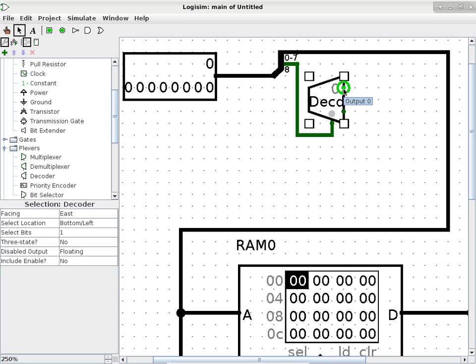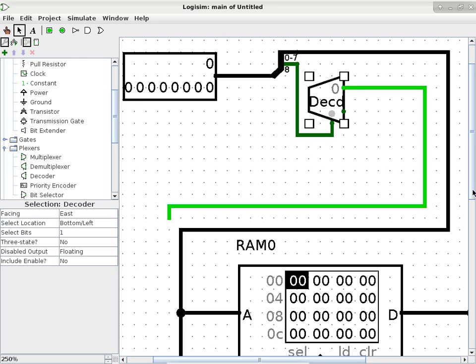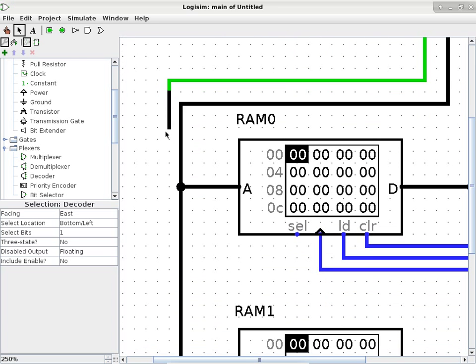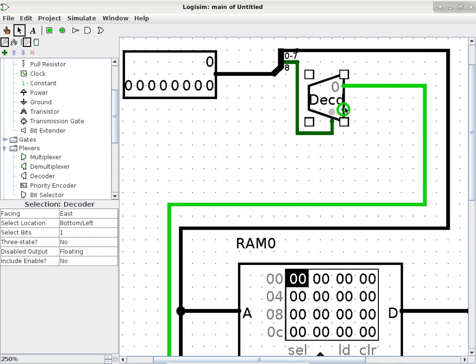It goes to the select of RAM 0, okay? So we'll go ahead and make the connection. Now obviously, if my screen is bigger and I can run at a higher resolution, I don't have to scroll around all that much, but that's okay. We'll just do this.